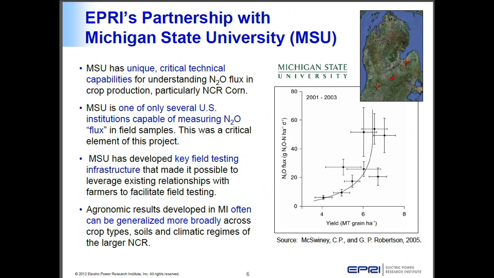And they have developed key testing infrastructure with actual commercial farmers on the ground in Michigan, and we were able to leverage those relationships with those farmers to develop the methodology and this approach on commercial farms. And very importantly, many of the agronomic results that are developed in Michigan historically can be generalized more broadly across a broad range of crop types, soils, and climatic regions across the 12 states of the North Central region. And the next slide.